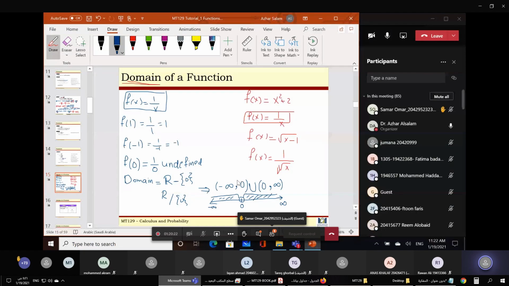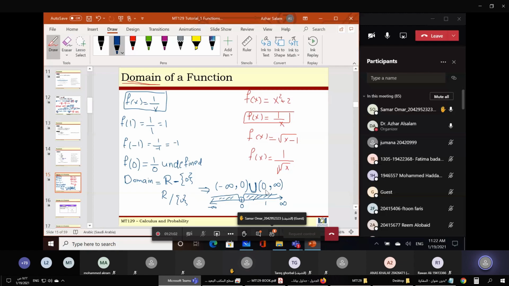Okay. Samar Omar, you have a question? You raised your hand. Yeah, is the 0 included? Which one? Is the 0 included or not? No, it's not included. I write here minus, so it's not included. I just restrict the 0 from the real numbers. All the real numbers here are defined for f of x equal to 1 over x, but not the 0. All the numbers but the 0.